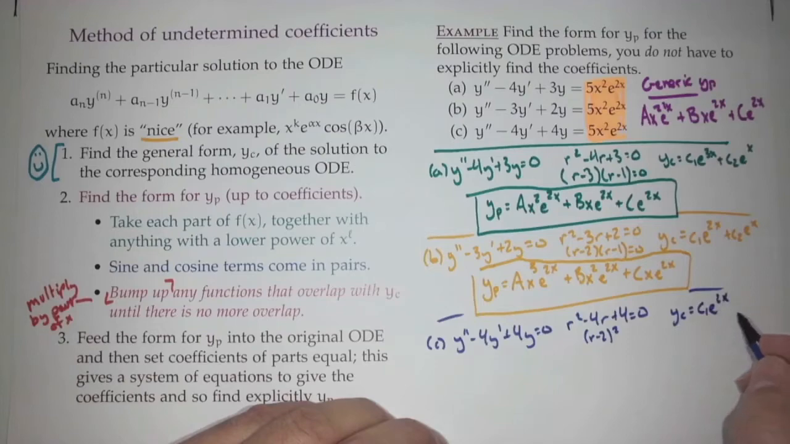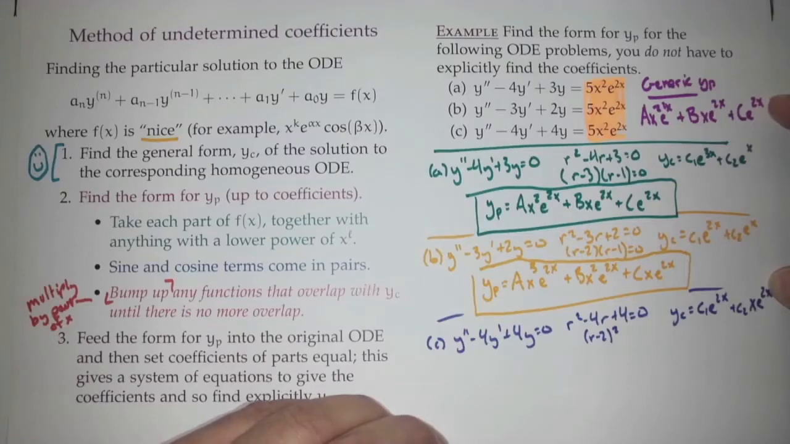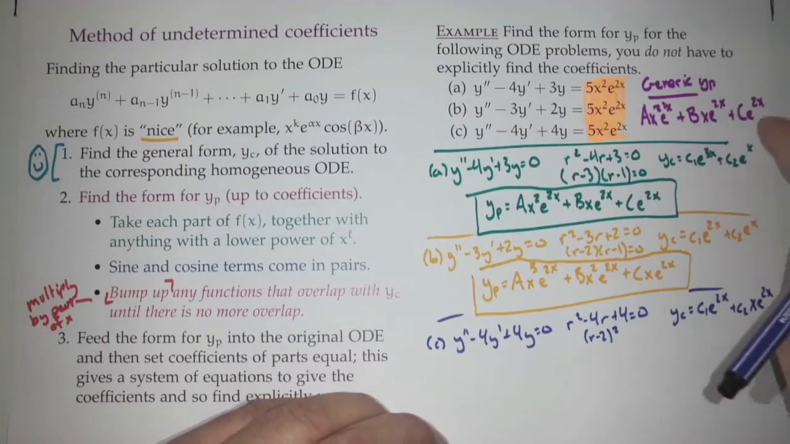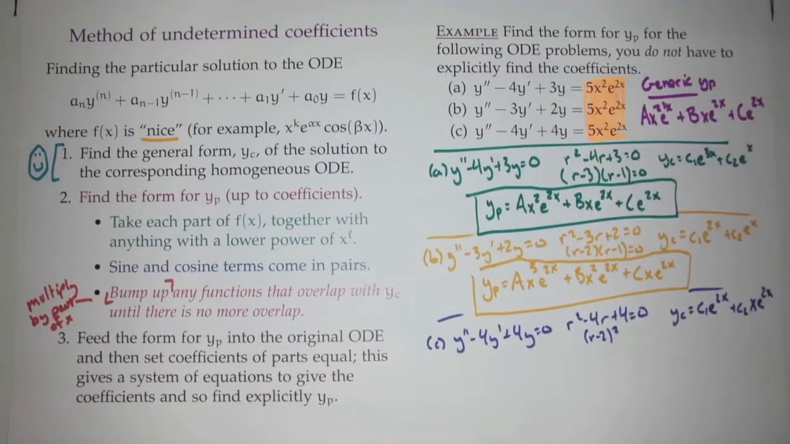c1 e to the 2x and c2 x e to the 2x. Now compare. Do we have any overlap? Yeah. How much do we have to bump? We have to bump twice, right? Because there already is an e to the 2x, and there's also an x e to the 2x. So we've got to bump up twice so that there's no overlap.